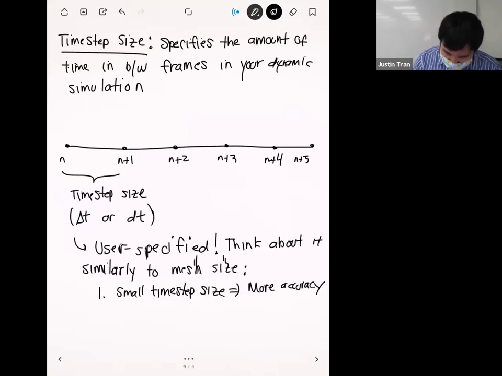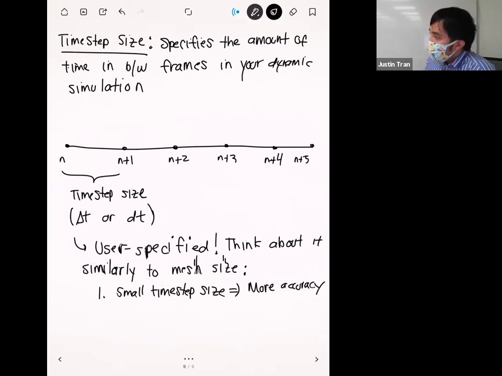Okay. And so think about watching a movie, right? The more frames per second that you have in a movie, the better the movie is going to look, because the amount of time in between frames is a lot smaller. And so if you make the time step size smaller, then you're going to produce a better quality animation, or a better quality approximation of your dynamic situation.